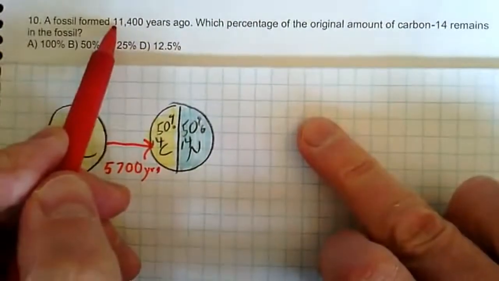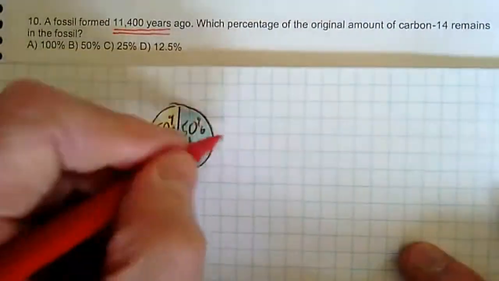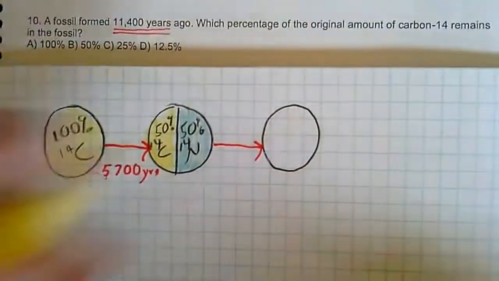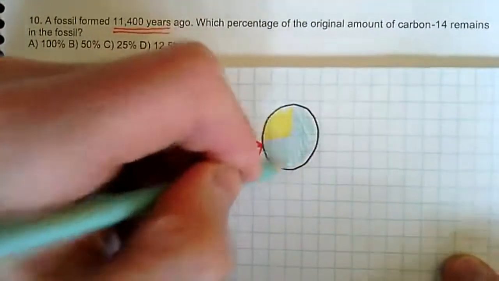Well, the question is talking about 11,400 years. Now, I'm only at 5,700, so let's do another half-life. How much of the carbon-14 is going to be left? Well, it's half of how much is there, so 50% there, and you take half of that. Half of 50% is 25% of carbon-14, and the remainder is going to be the nitrogen-14.